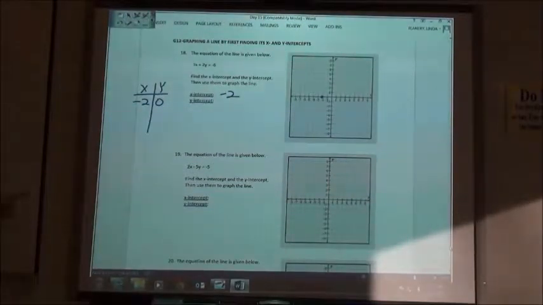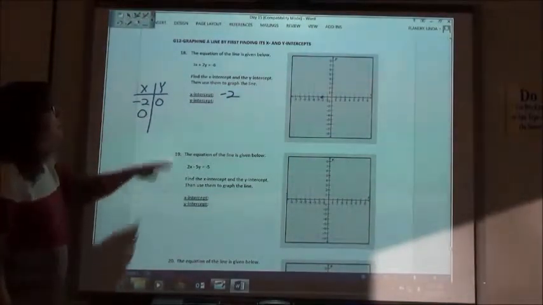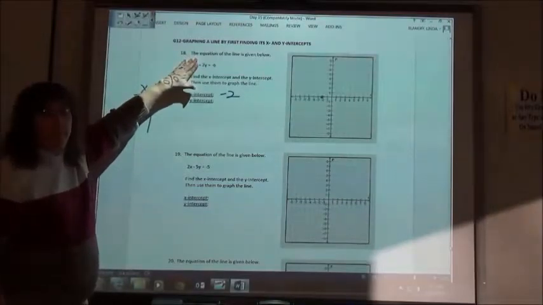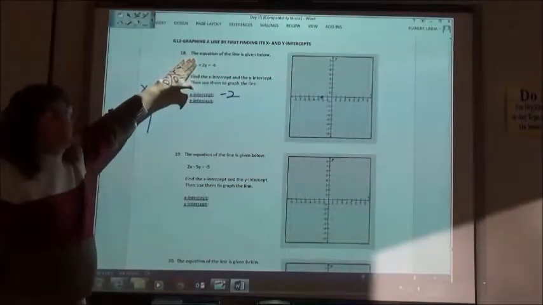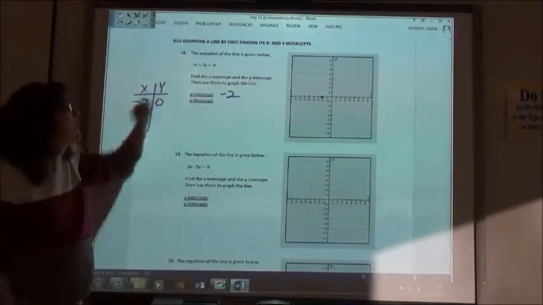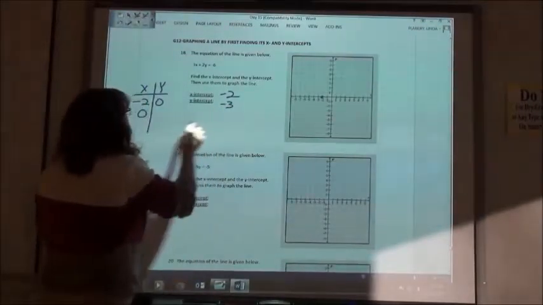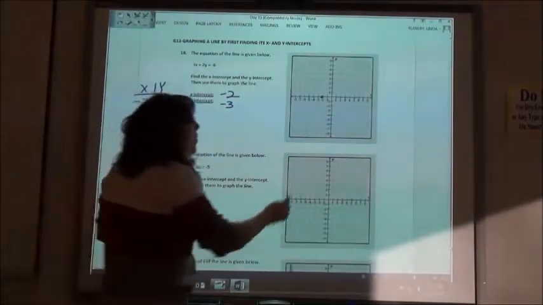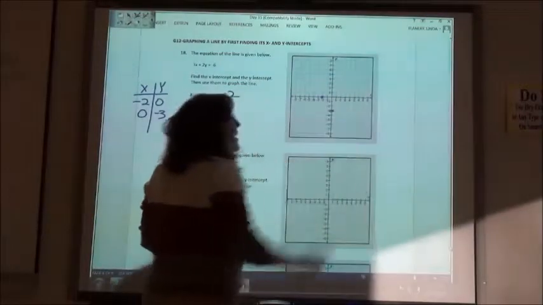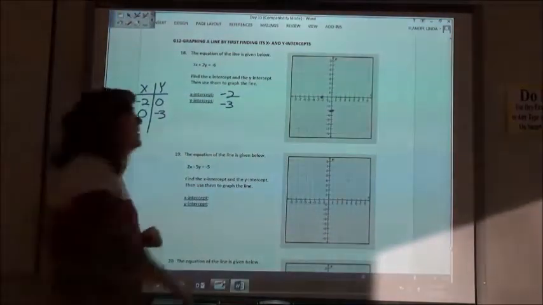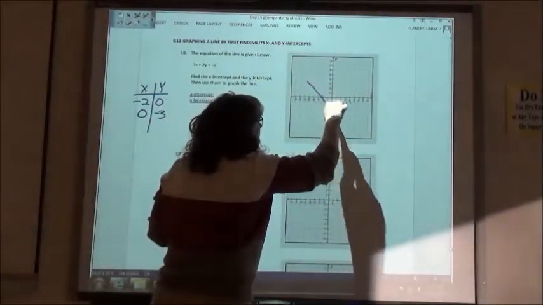My y-intercept is when x is 0. So I get rid of the x term. Then I have negative 6 divided by positive 2, which gives me negative 3. So my y-intercept is negative 3. I now have my 2 dots. I can connect my dots and draw my line.